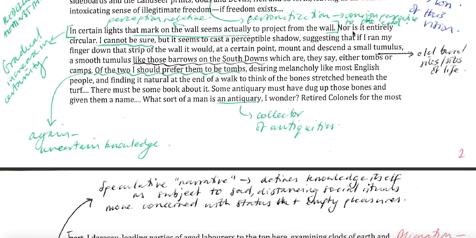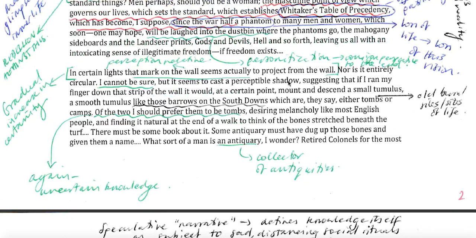And then there's further information. "Nor is it entirely circular. I cannot be sure, but it seems to cast a perceptible shadow, suggesting that if I ran my finger down that strip of the wall, it would at a certain point mount and descend a small tumulus, a smooth tumulus like those barrows on the South Downs, which are, they say, either tombs or camps." And so, again, the instability and hesitancy about the actual nature of the mark on the wall is a little less. There's a certain increase in the perception of this particular thing.